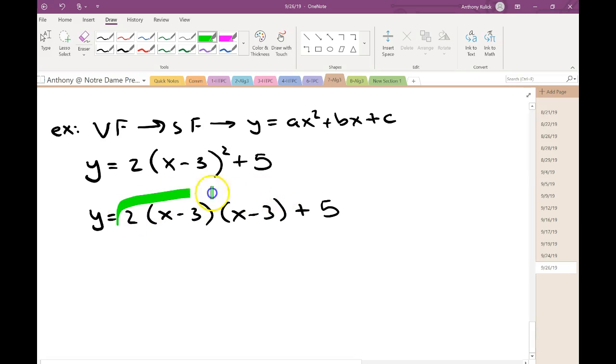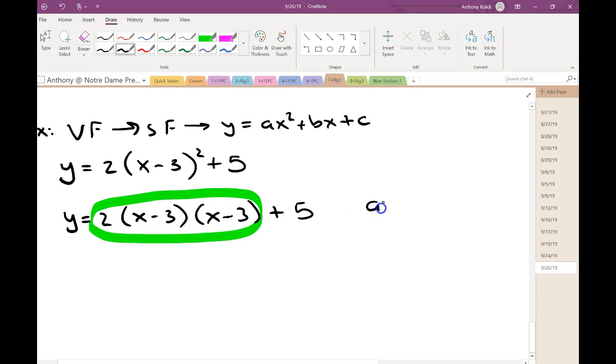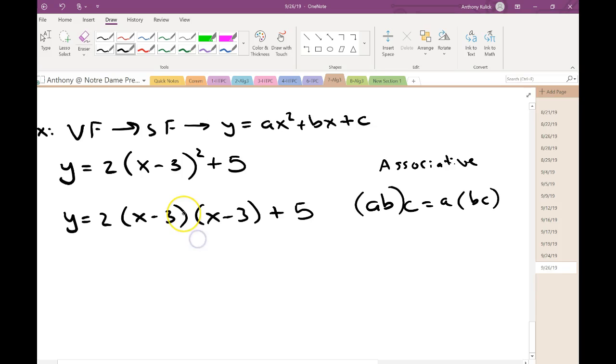So now I have, if I look at this part here, 3 things being multiplied together, right? So I know from my basic algebra class, the associative property says this. Basically what it's saying is that if I have 3 things multiplied together, to do that multiplication, I'm just going to multiply 2 of them together, get an answer, and then multiply the third thing to that answer. So the way that I would choose to do this is I would multiply these 2 things together first. Is everybody okay with that?